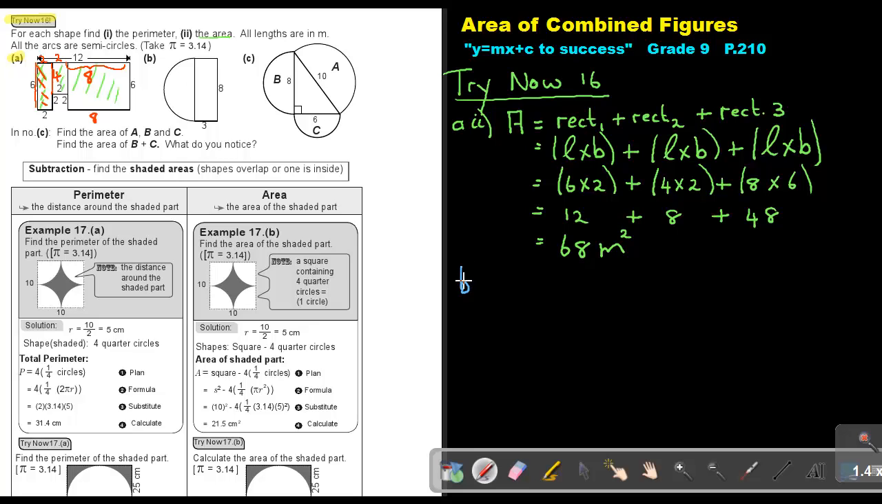So let's look at number B. So if I want to find this area, this is going to be a half circle plus a rectangle.